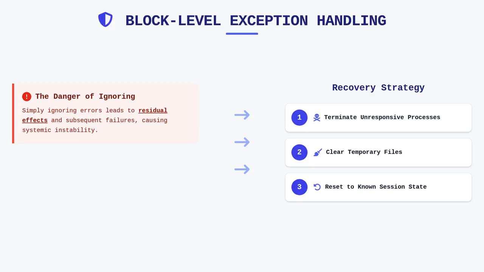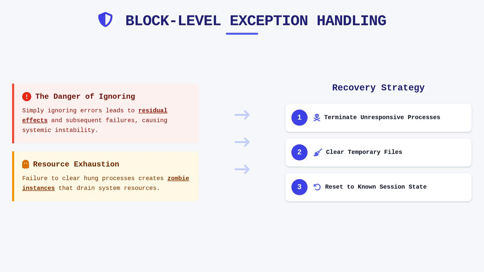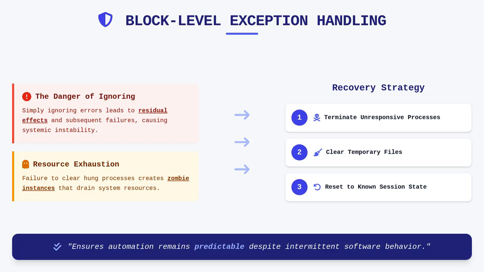By systematically killing hung processes before reattempting an operation, we avoid the accumulation of zombie instances that eventually exhaust system resources. Integrating these recovery steps ensures that our automation remains predictable, even when the underlying software exhibits intermittent behavior.